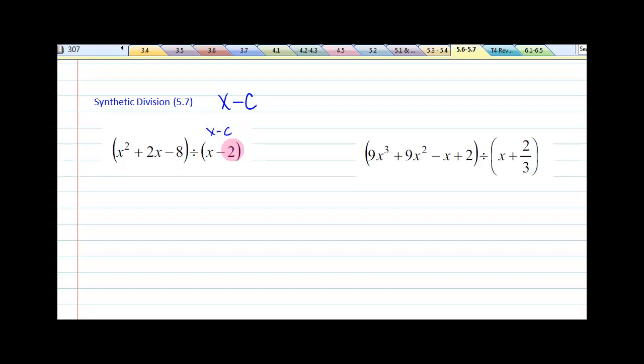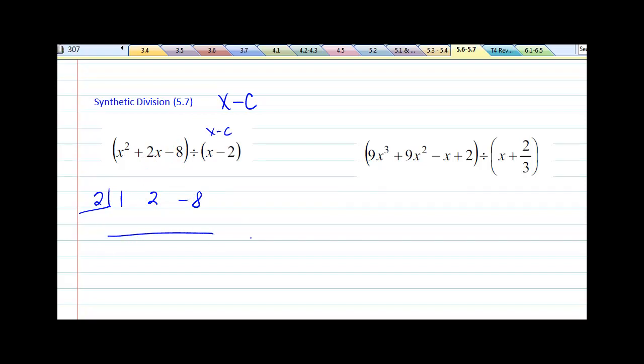So this is our c, and we take that 2 and we pull it straight out, and we write it like that with this strange little division sign. And in synthetic division, we're only concerned with the coefficients of our dividend. Okay, so I'm going to look at the coefficients here, which are a 1, a positive 2, and a negative 8. We're going to leave a little space, and we're going to draw a line.